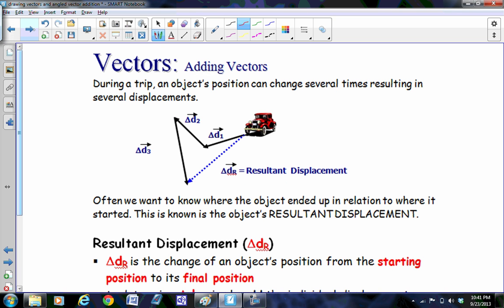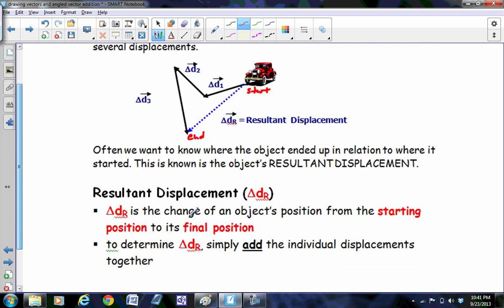So you have a little note. Here's a situation again where I've got a trip. I went 3 different places. And basically from the beginning, the start, to the end position, my shortcut is called my resultant displacement. Okay? So basically, the fancy definition for the resultant is this: it's the change in an object's position from the starting point to the end point. Starting position to the final position.